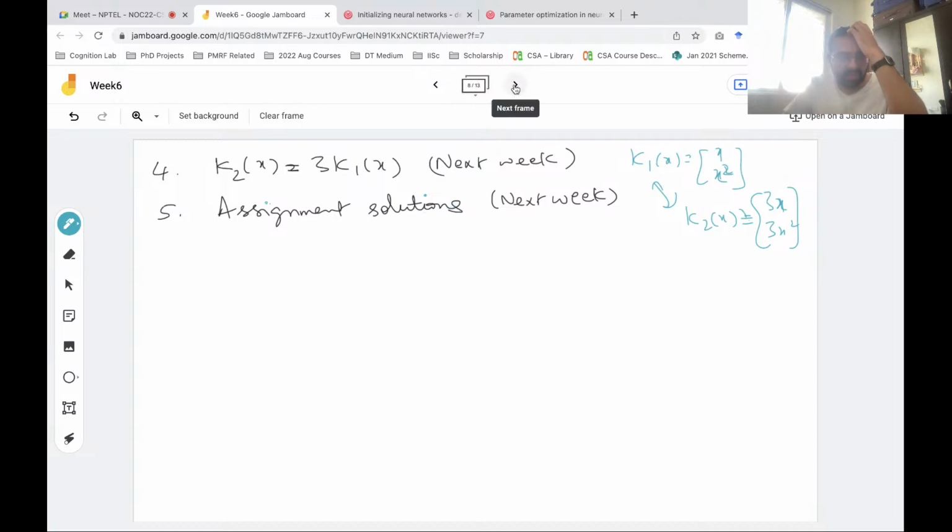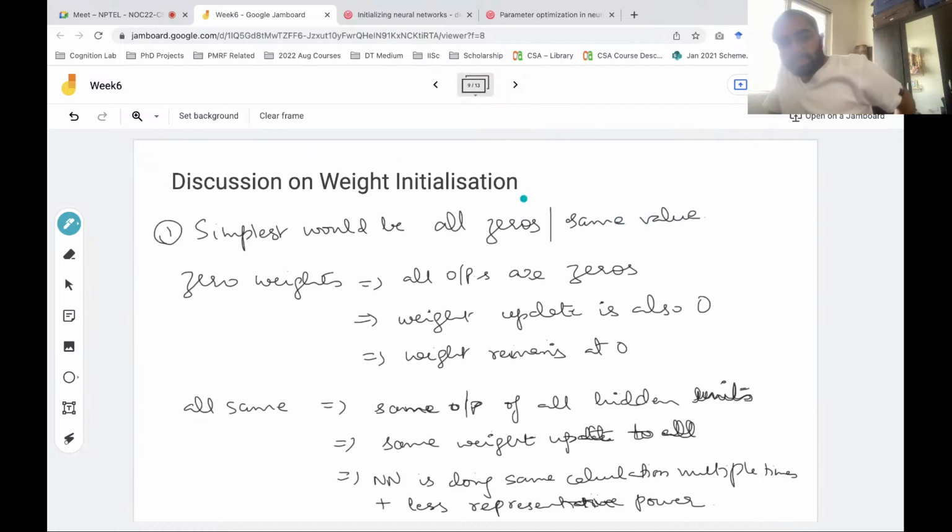Okay, so this is the previous week's questions that we had. Now we'll go to something regarding weights, how to initialize weights in neural networks. As discussed in class, the simplest way to initialize weights could be to just use zeros or some same value. Now when you use zero weights, what will happen? All the outputs are actually going to be zeros.